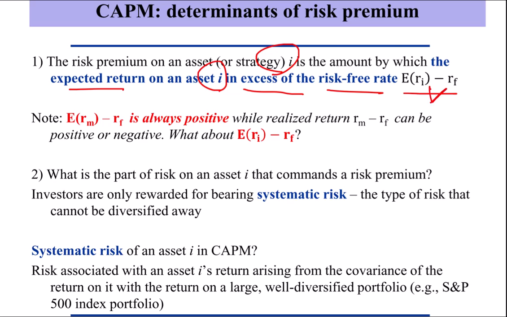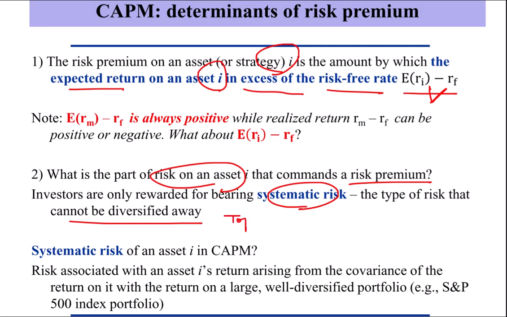And in the CAPM model, what is the risk on an asset i that commands a risk premium? Investors are only rewarded for bearing systematic risk, the type of risk that cannot be diversified away. When you form a portfolio, you can diversify certain idiosyncratic risk in your portfolio. We'll talk more about this in topic 4. What is the systematic risk of an asset in CAPM? If CAPM is true, systematic risk can be measured based on the covariance between each asset's return and the return on a well-diversified portfolio, for example, the market index.